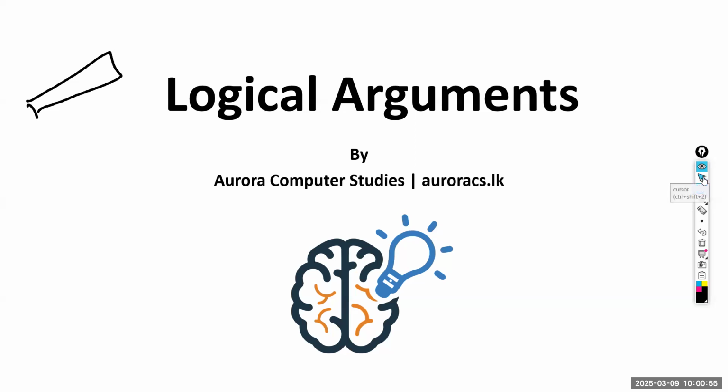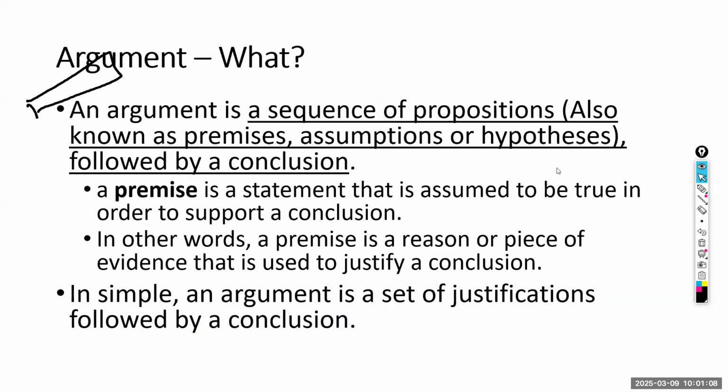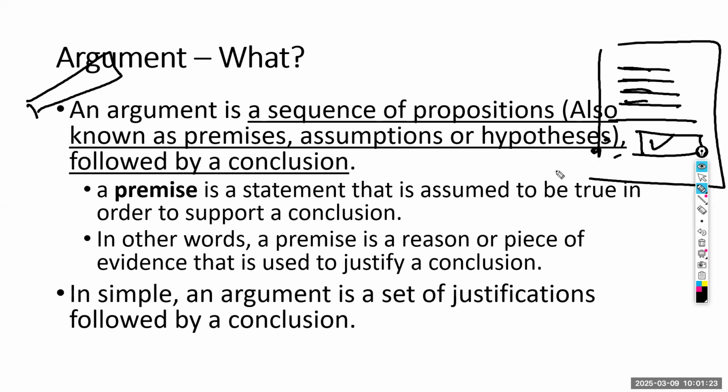So in simple terms, an argument is something like this. You have a few statements and then you say, therefore, this is correct. This, therefore that. So that kind of set of statements is called an argument.